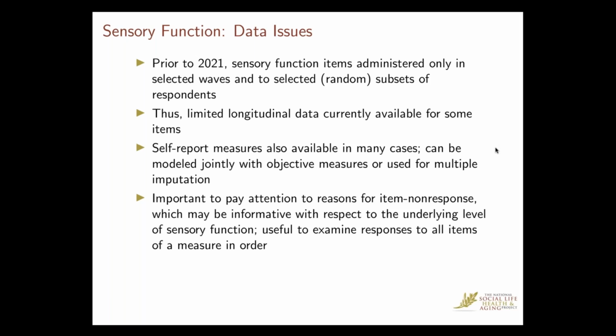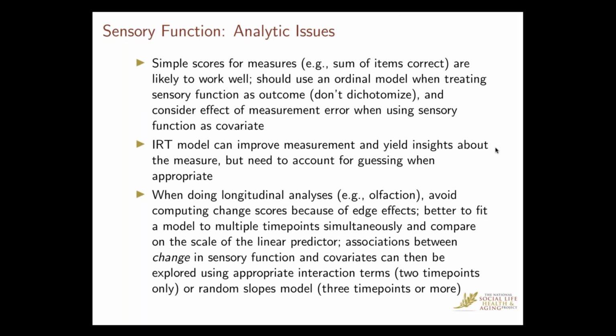And then finally, it's very important to pay attention to reasons for item non-response here. One of the best pieces of advice I can give you is to look at the progression of response to items for a given measure. So for example, with the olfaction, you can occasionally see a person who gets 2 items wrong and then refuses the last 2, which, when you think about it, almost certainly indicates that they gave up because they couldn't smell anything. And so that's something worth paying attention to with respect to the data.